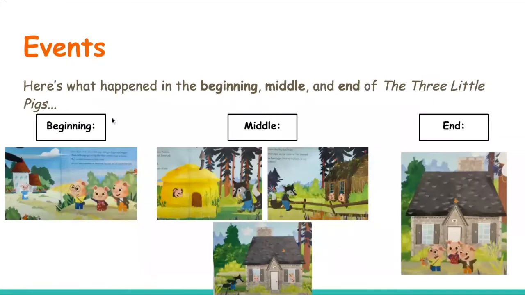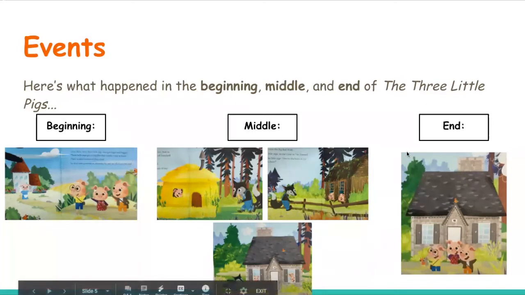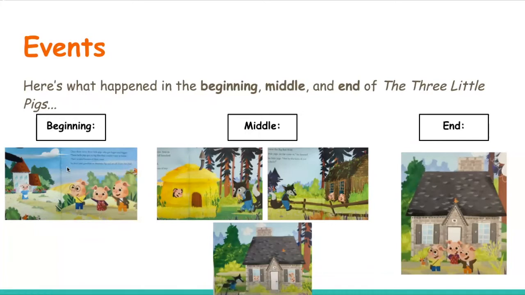Here's some events. So we have the beginning, the middle, and the end. So in the beginning of the story, the Three Little Pigs were leaving home and they wanted to build houses of their own. So that's what happened in the beginning. They're saying goodbye to their mother. In the middle, we have the three different houses.